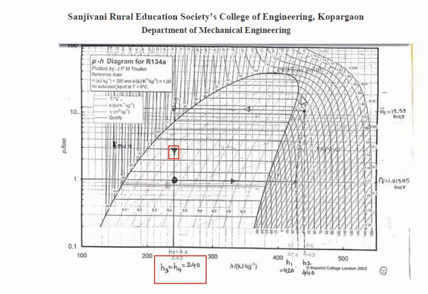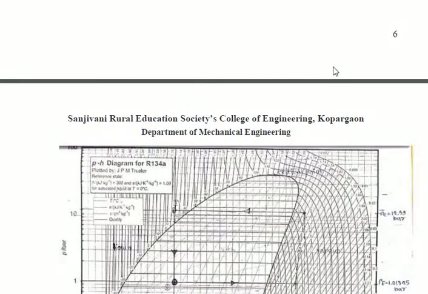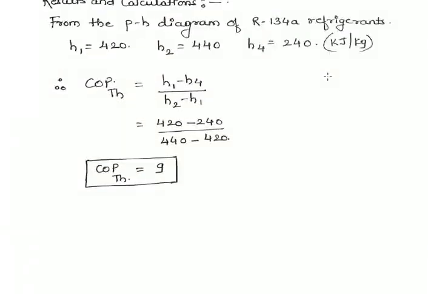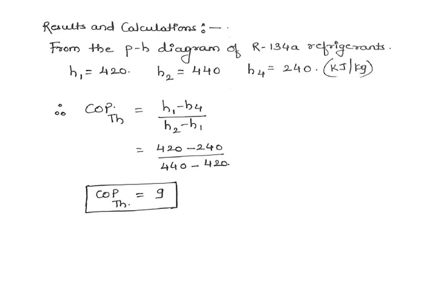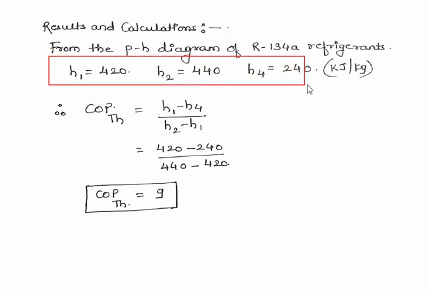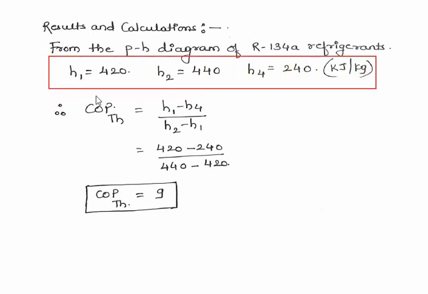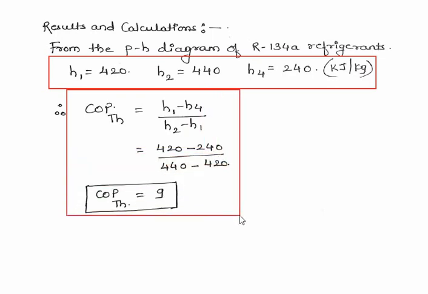So, from these points, take vertical lines parallel to the y-axis, and you will get h1, h2, h3 and h4. Now putting these values in this formula, from that diagram we have got the values h1, h2, h3, h4. So the coefficient of performance, that is the theoretical COP, we get this.